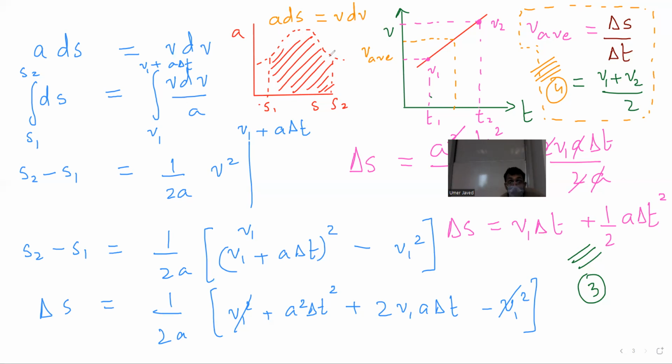So you have to integrate because area under the curve means I have to integrate. Once I integrate, the right hand side will be v square over 2. So I will have a, v2 square over 2 minus v1 square over 2.